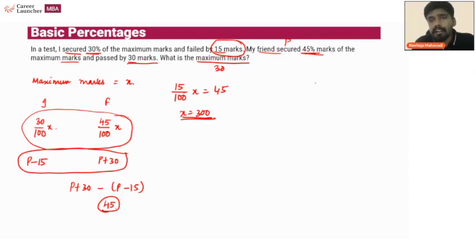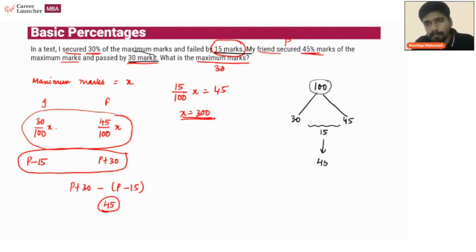So take a look at it. If the paper was 100 marks, what did I secure? 30 marks. What did my friend secure? 45 marks. What should be the difference between these marks? 15 marks. But what is the actual difference given in the question? 15 marks less and 30 marks more, that is 45. If the total paper was 100 marks, the difference would be 15, but here I am getting 45. 15 threes are 45, so I'll multiply everything by 3. So 100 into 3, 300 is the total marks.